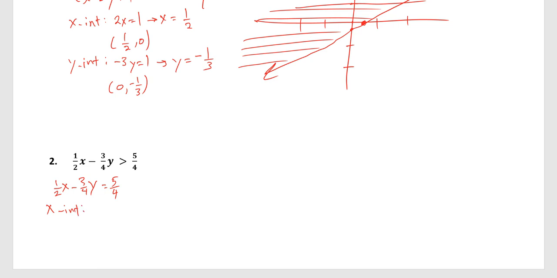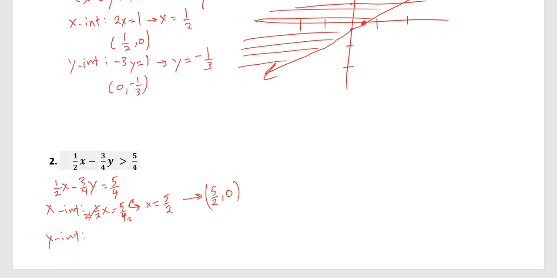The x-intercept is found by setting y equal to 0, which gives us half x equals 5/4. So x is equal to 5/2, right? We multiply by 2, so these cancel, and 2 and 4, 5/2. Okay, so then the x-intercept is 5/2 and 0.